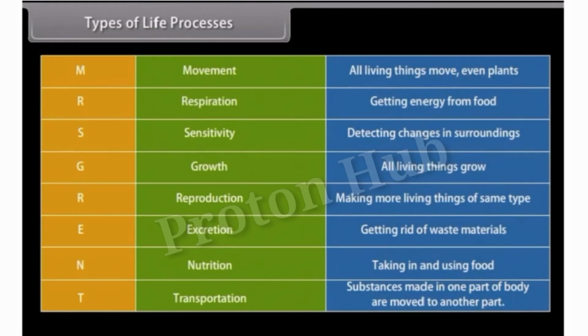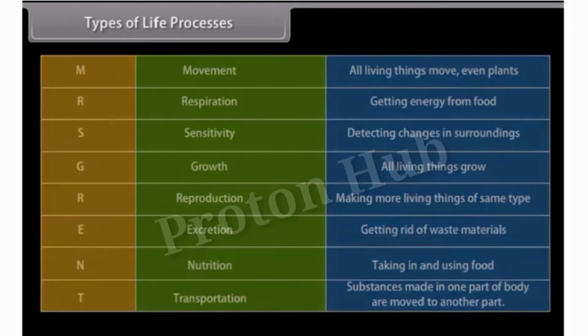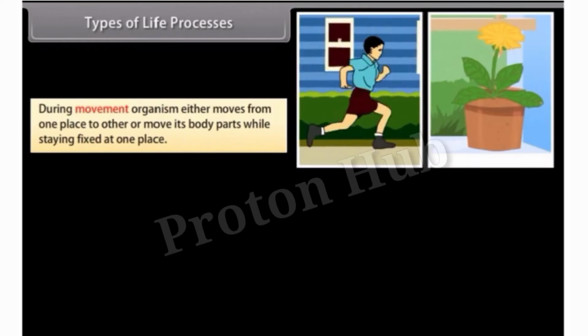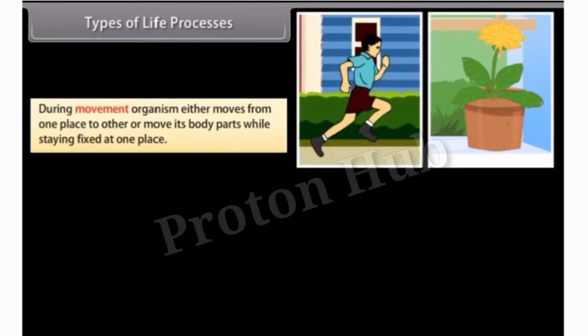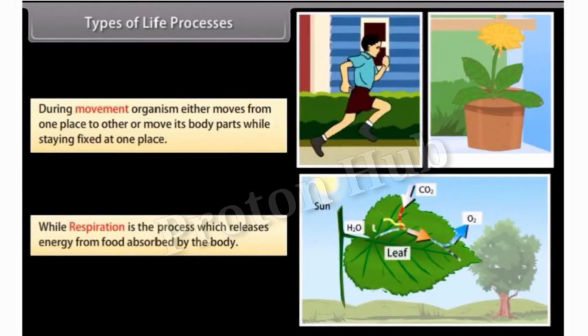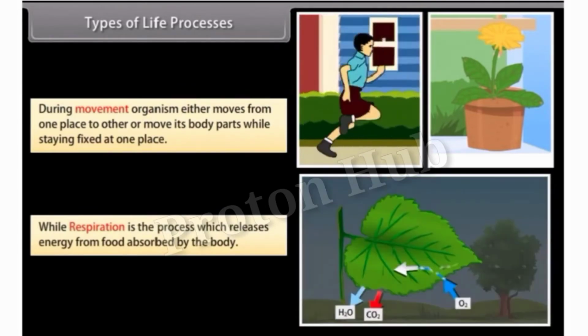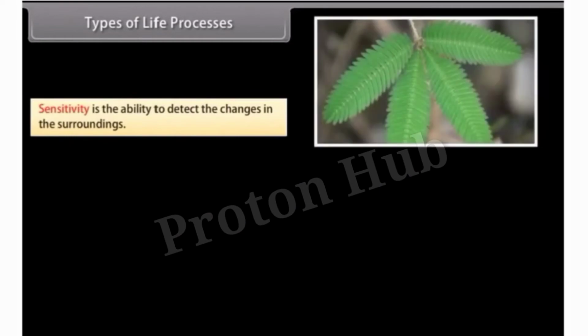Types of life processes. There are the following basic life processes: movement, respiration, sensitivity, growth, reproduction, excretion, nutrition, transportation. During movement, an organism either moves from one place to another or moves its body parts while staying fixed at one place. Respiration is the process which releases energy from food absorbed by the body. Sensitivity is the ability to detect the changes in the surroundings.